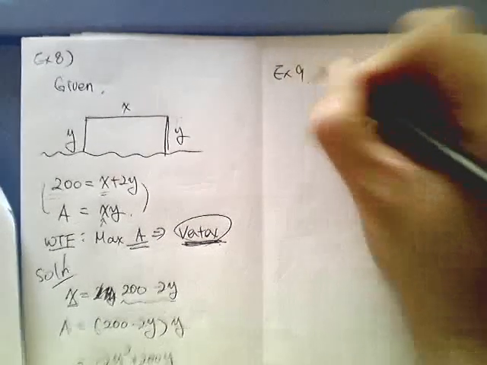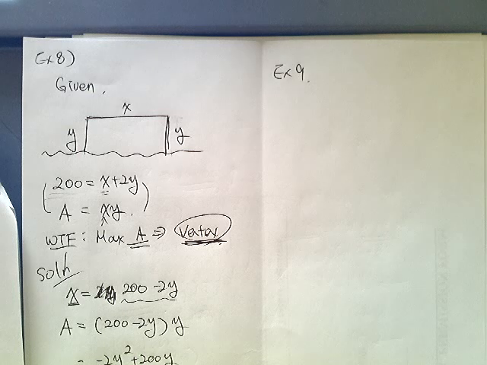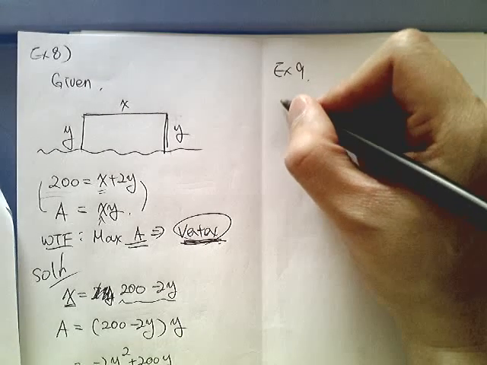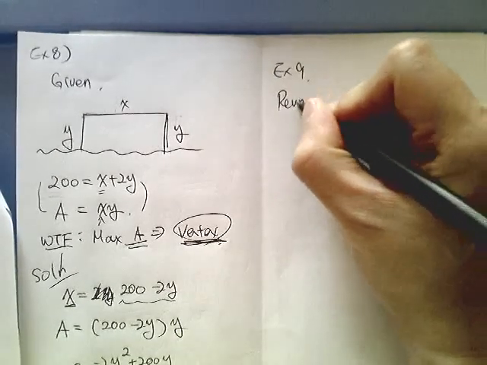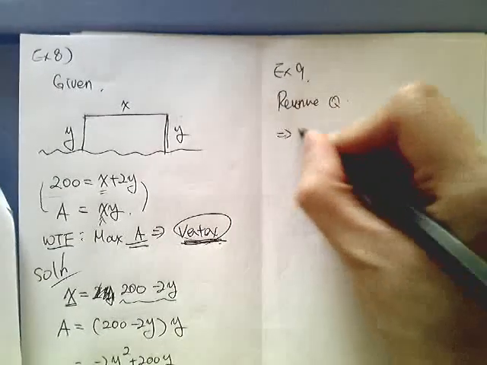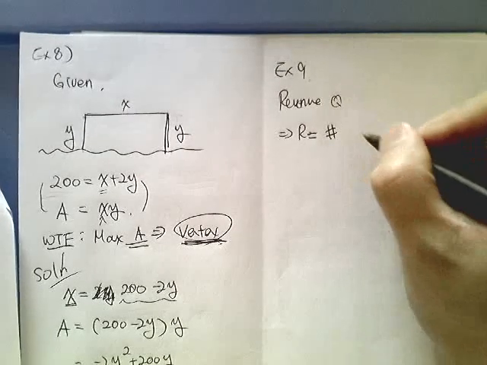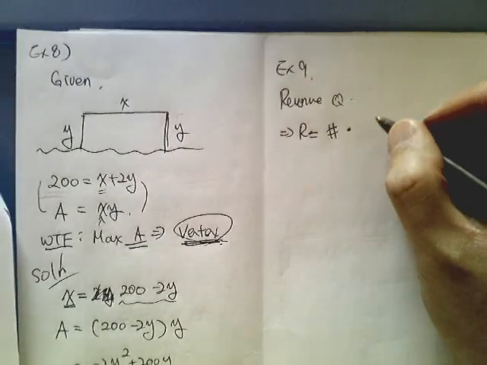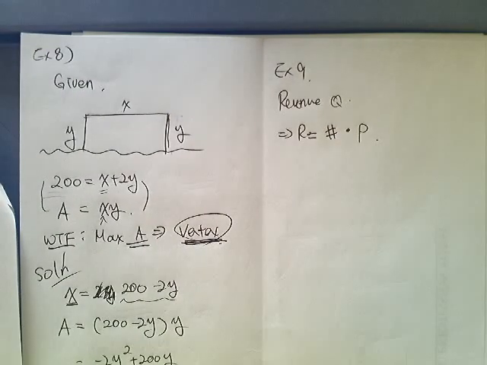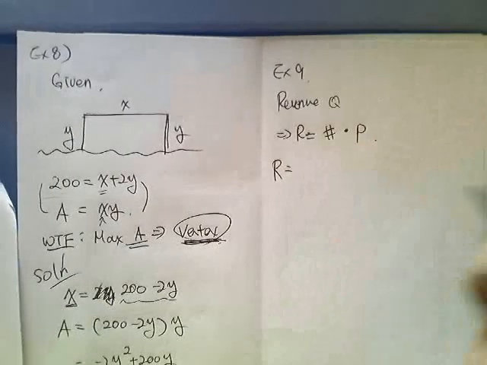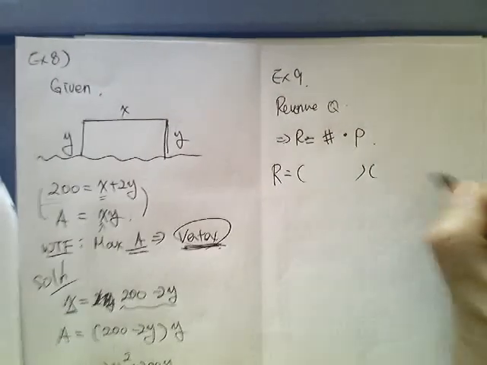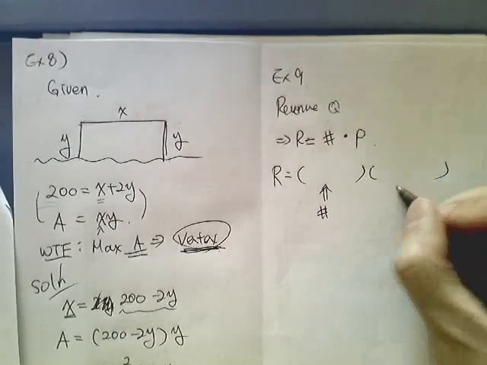So example 9 says 2,000 people, $10 per ticket, and if the price increases by $1, there will be 100 people decrease, or 100 tickets sold decreasing. So in this type of revenue question, you need to know that revenue equals number of tickets, or the people, or whoever you're selling to, times the price of the ticket or burger or whatever the thing is. So R equals number of tickets times price.